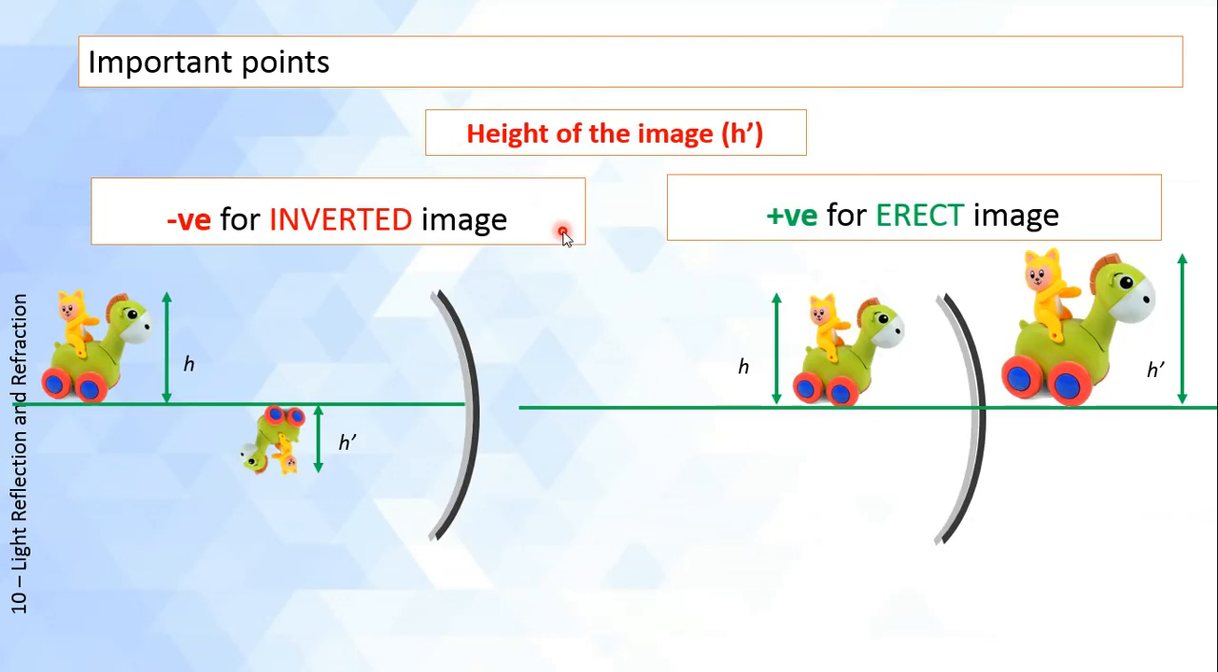Now, what is the difference between erect and inverted? Now, look at this picture here. The object is placed above the principal axis.